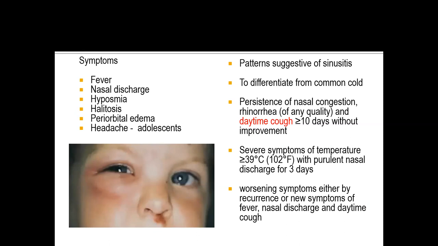And also there could be severe symptoms. So temperature more than 39 degrees Celsius or 102 Fahrenheit associated with purulent nasal discharge at least for 3 days. Or it can be associated with worsening of symptoms or occurrence of new symptoms like a fever or nasal discharge associated with daytime cough.